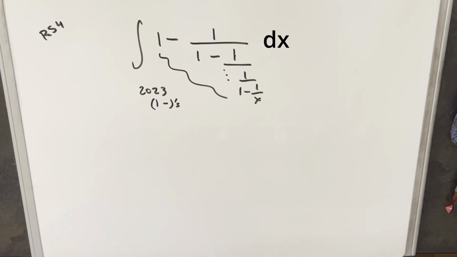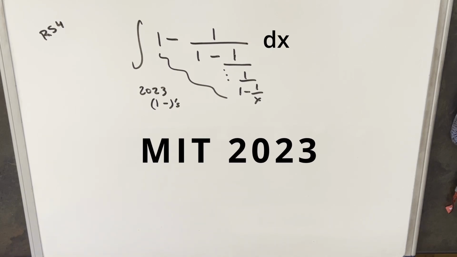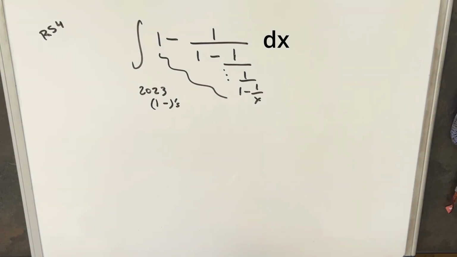Hey, we have here today an interesting integral from the MIT Integration Bee 2023. This was regular season problem 4. We have the integral of 1 minus this whole thing. Just looking at this kind of hurts my head and makes it kind of difficult to deal with, but when you break it down, it's actually not too bad.